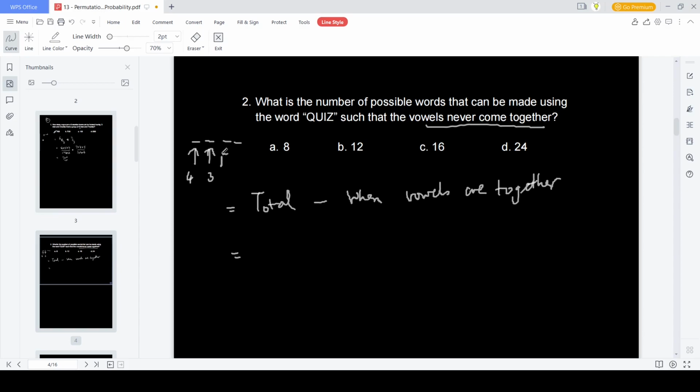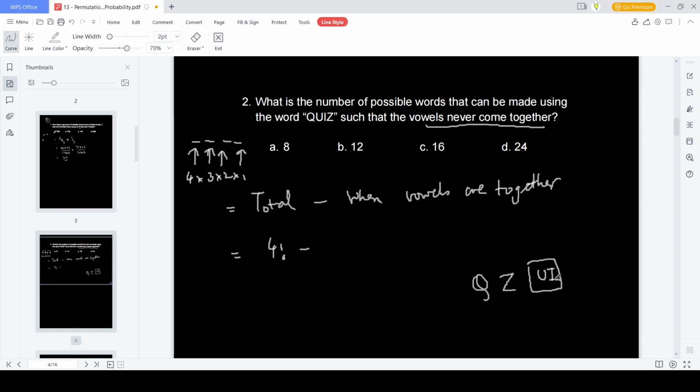This spot can be occupied by three, this spot two, and then this spot one. So it becomes 4 into 3 into 2 into 1, that is 4 factorial, minus the cases when the vowels are together. You have to always think of it like this: Q, Z, and then UI.